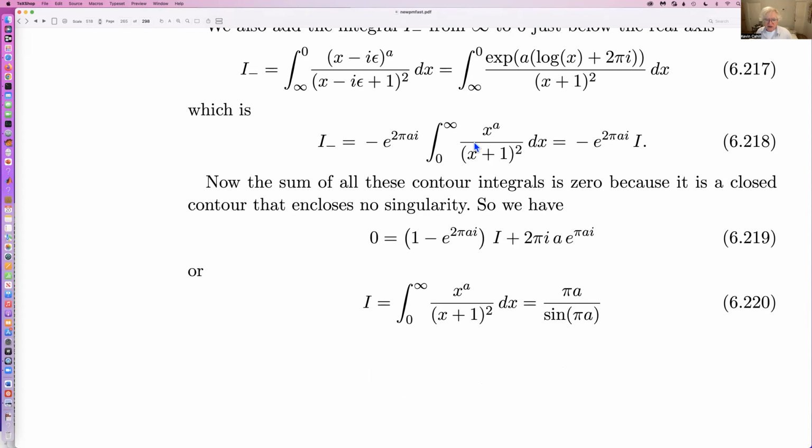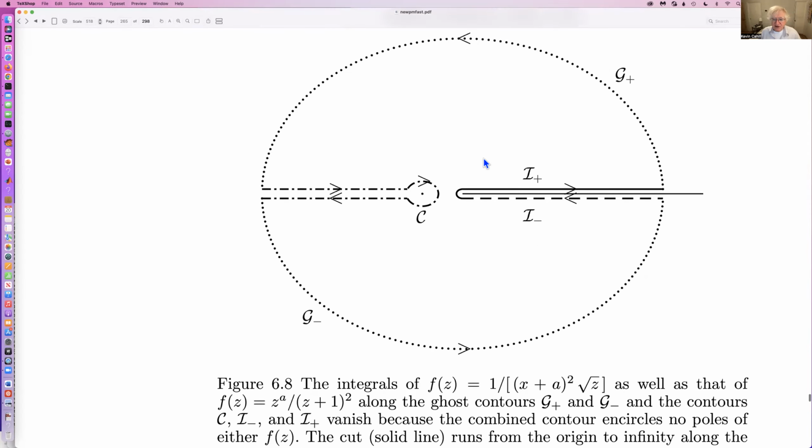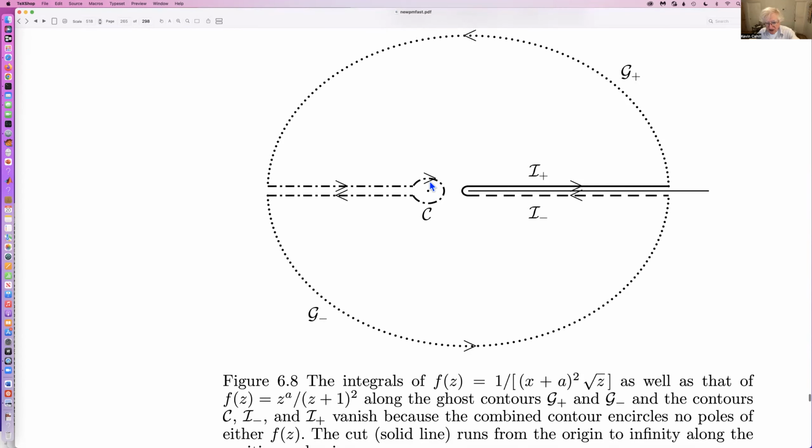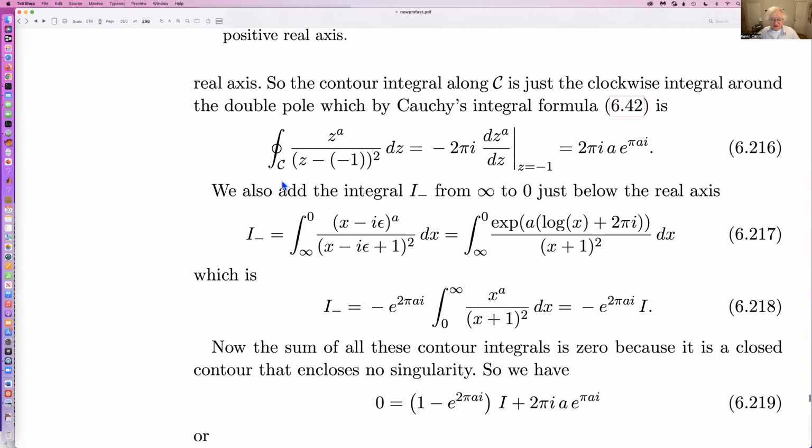The sum of all these is 0 because it encloses no singularity. So the thing that's 0 is, well, this is a ghost contour. These are ghost contours, so they vanish. But this integral that goes like this, it is 0 because it encloses no singularity. The singularity is outside, you see, it's outside.